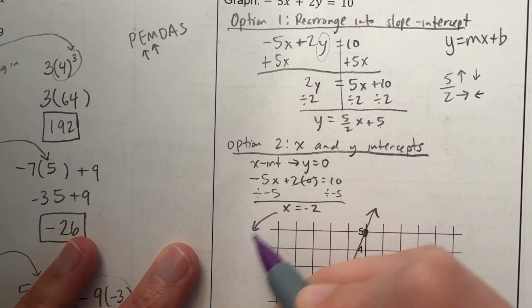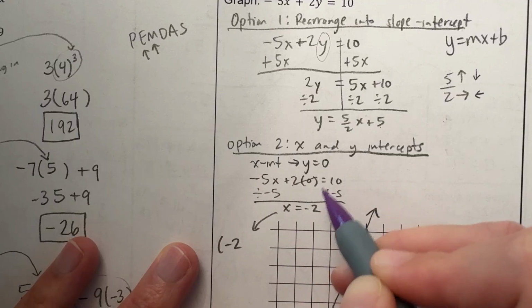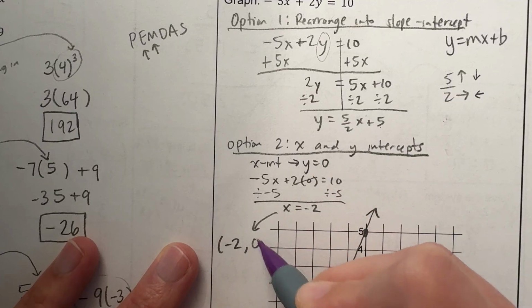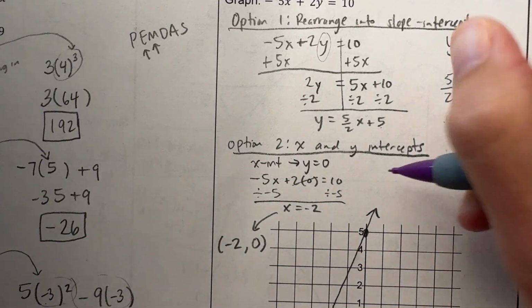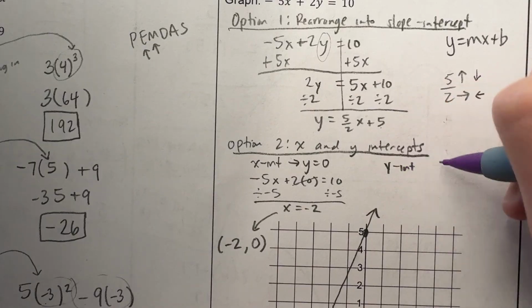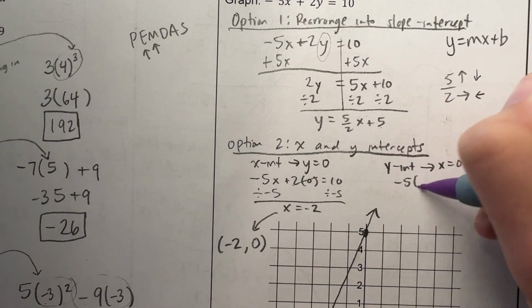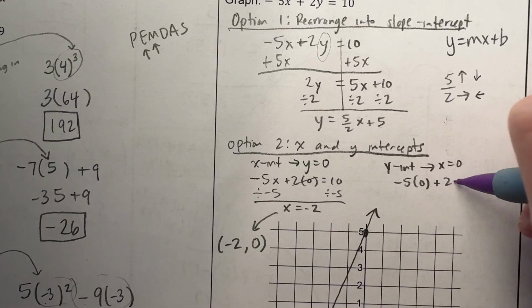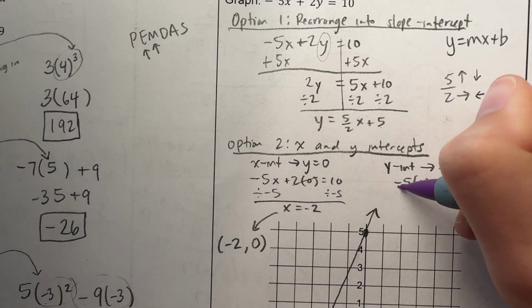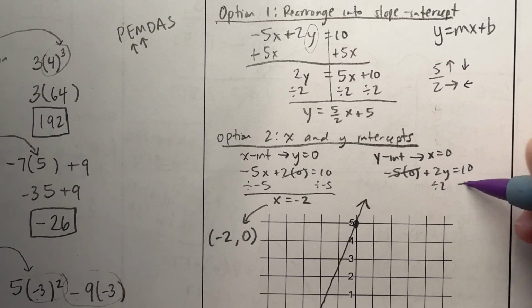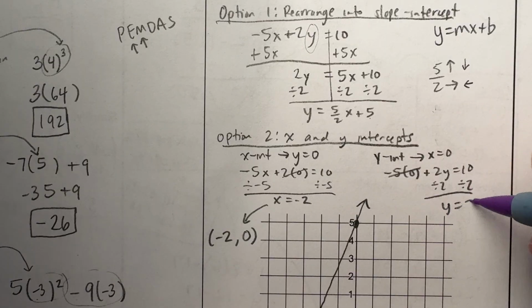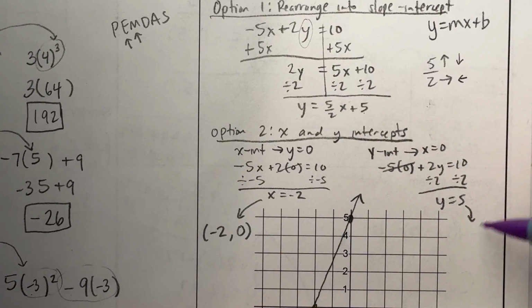Okay, so this is the point where x is negative 2. Sorry, I just ran out of space here. And remember, y was 0. Okay, and remember, if I want the y-intercept, then of course I just make x equal to 0. So I take my equation and I plug in 0 wherever I see the x, and negative 5 times 0 is 0. So then I solve this equation, and I get y equals 5. And this, remember, is a point where x equals 0 and y equals 5.